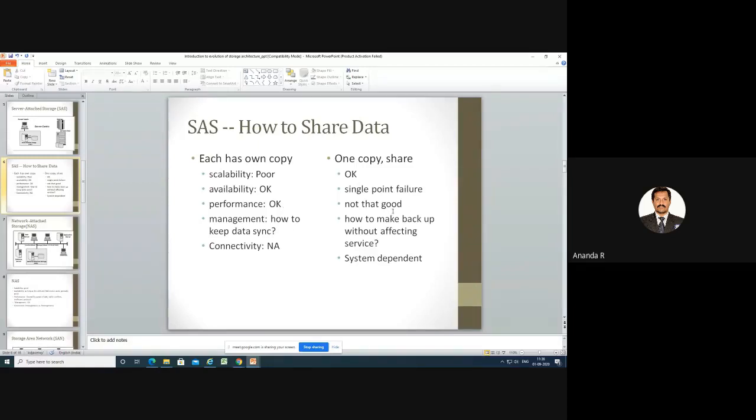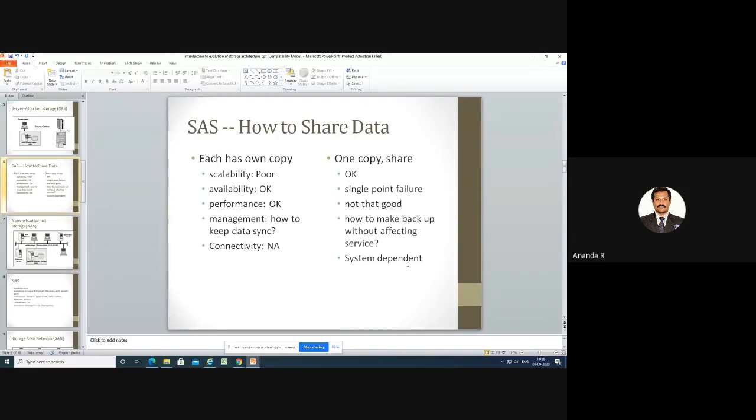If I have only one copy and one share, then for management, how do we make a backup without affecting the service? That is a question mark. For connectivity, the systems are dependent. So these are some of the comparisons about scalability, availability, performance, management, and connectivity inside this SAS, the server attached storage system.